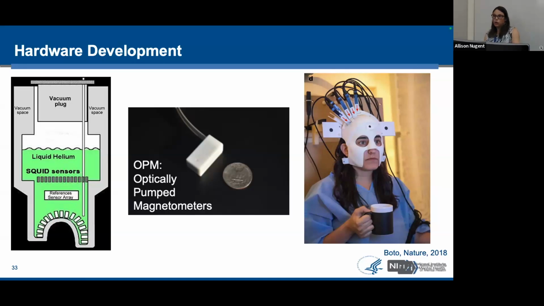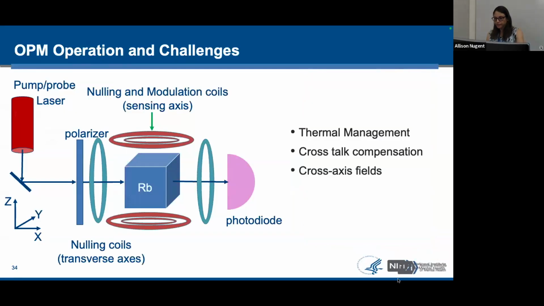And since then, numerous whole head systems have been developed, although all of these have fewer sensors and sparser coverage than existing SQUID MEG systems. It's still a nascent and emerging technology, really.